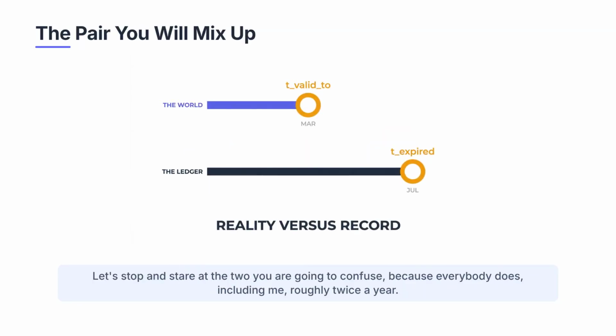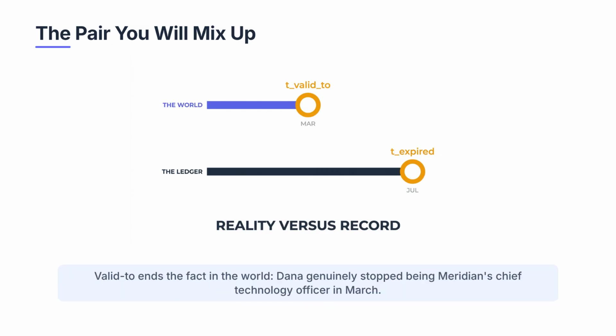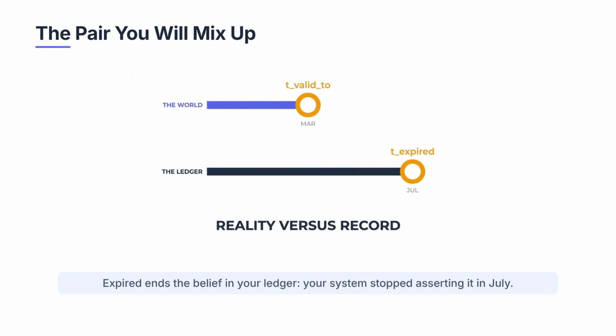Let's stop and stare at the two you are going to confuse, because everybody does, including me, roughly twice a year. Valid to and expired both mean ended, and they end completely different things. Valid to ends the fact in the world. Dana genuinely stopped being Meridian's Chief Technology Officer in March. Expired ends the belief in your ledger. Your system stopped asserting it in July.